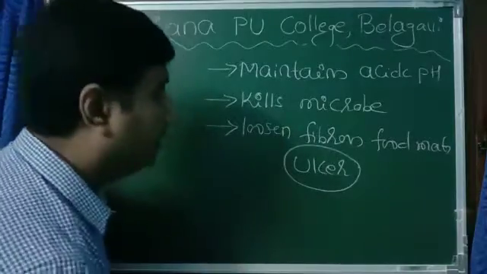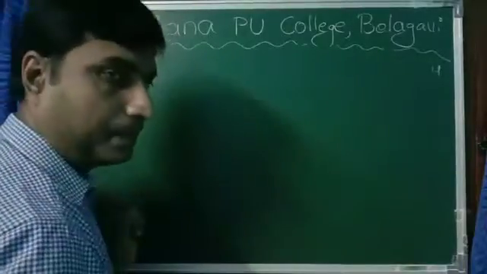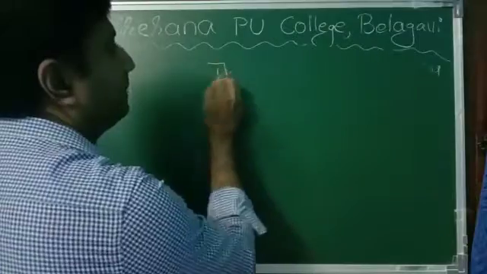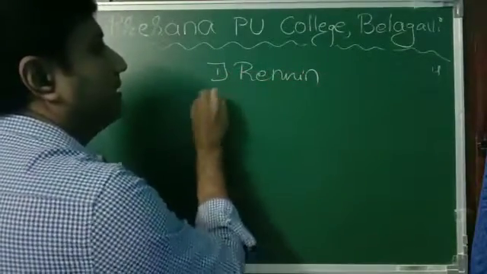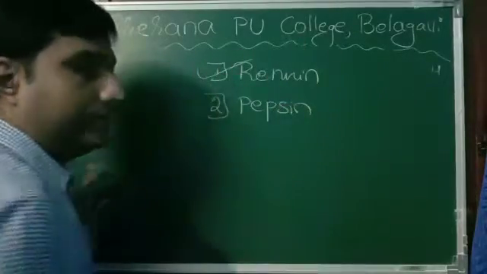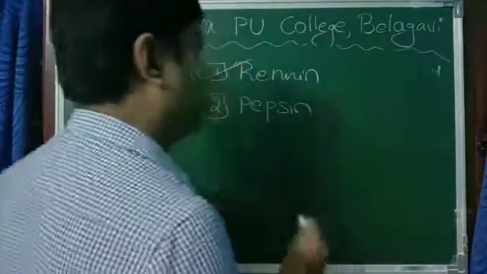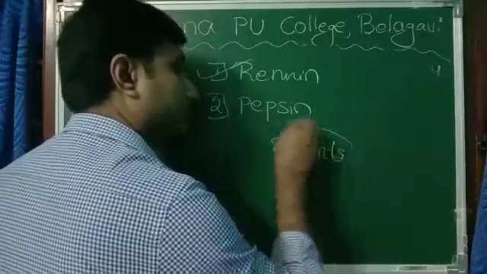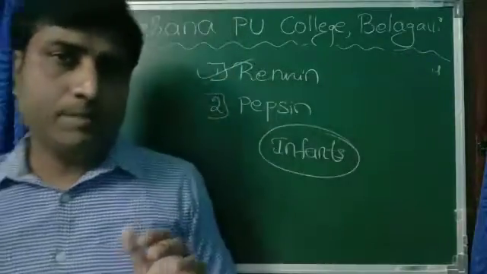Then, in the gastric juice, mainly there are two enzymes. One is renin and another is pepsin. First I'll come to renin. Renin is present only in infants. Infants means small baby.